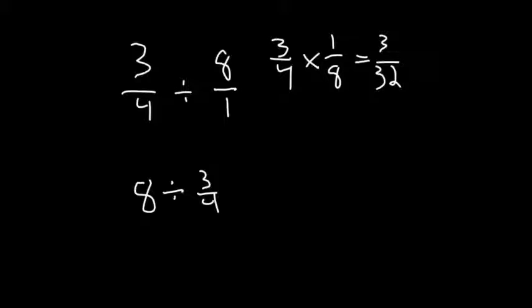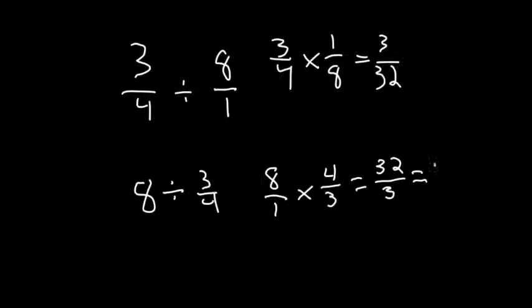So now let's do it with the 8 divided by 3/4. So we're going to keep that 8 as just 8 over 1. Change division to multiplication, and the reciprocal of that 3/4, you flip it, 4/3. So now we have 8 times 4 is 32. 1 times 3 is 3. 3 will go into 32 10 times with 2 left over. So 10 2/3. So that is how you divide fractions.